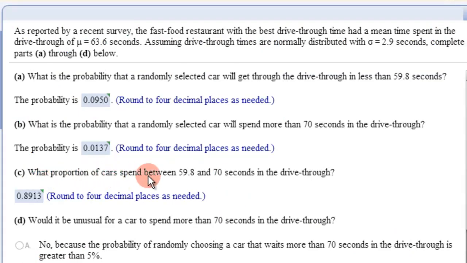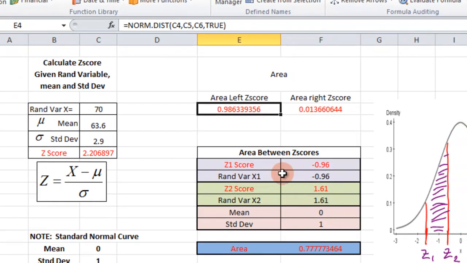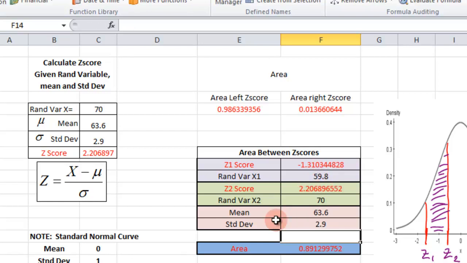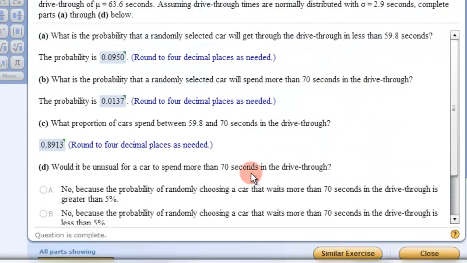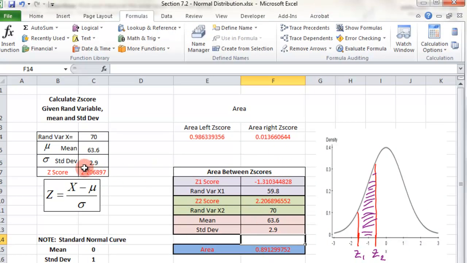Continuing down, what proportion of the cars spend between 59.8 and 70 seconds in the drive-through? Well, that's when we need to go here: 59.8 is the first one, and 70 is the second one. My mean is 63.6, and my standard deviation is 2.9. So the area between them is 0.89129, so 0.8913, correct. So again, just quickly making these things, knowing which one you want to use, I've made it for all different circumstances. You can quickly gather this information with this Excel document.